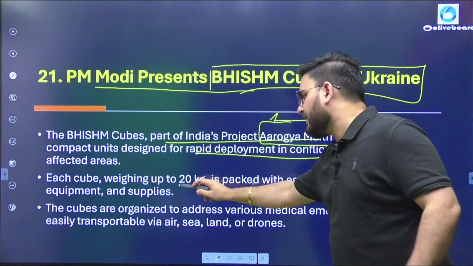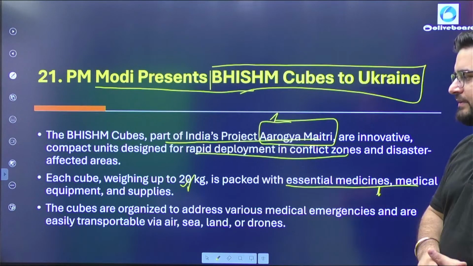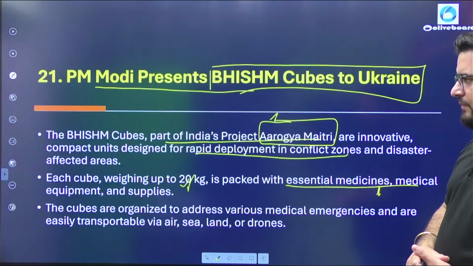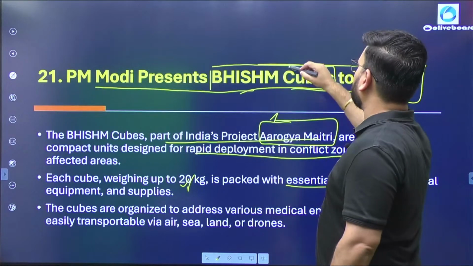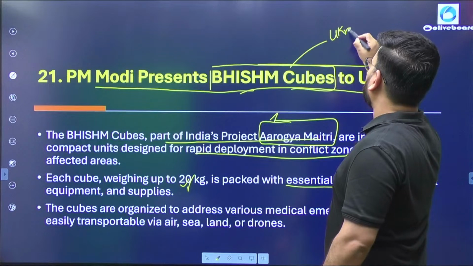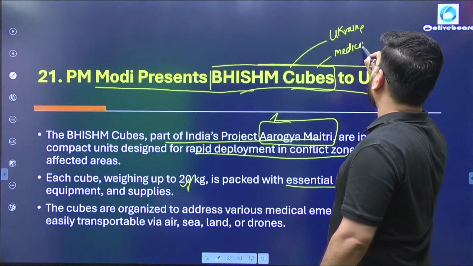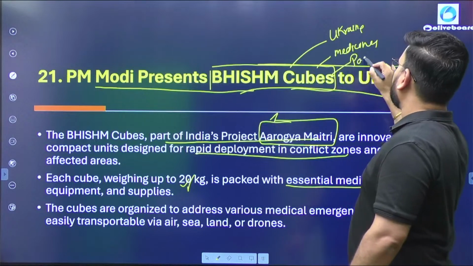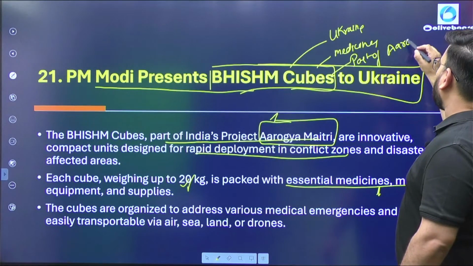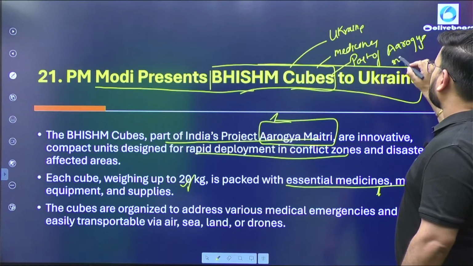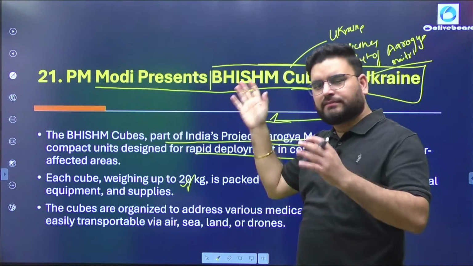Each cube weighs up to 20 kg and is packed with essential medicines and medical equipment. Right. So these are the Bhishma cubes. Just remember the short notes: Bhishma cube, Ukraine, medicines, part of Arogya Maitri. This is your entire news.